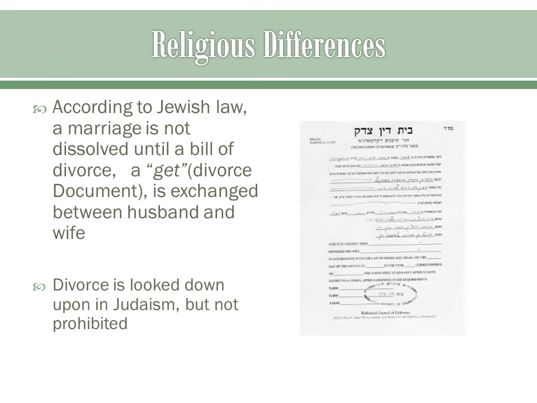According to Jewish law, a marriage is not dissolved until a bill of divorce, also known as a get, is exchanged between husband and wife. Shown on the right is a picture of the get. Divorce is looked down upon in Judaism, but it is not prohibited.